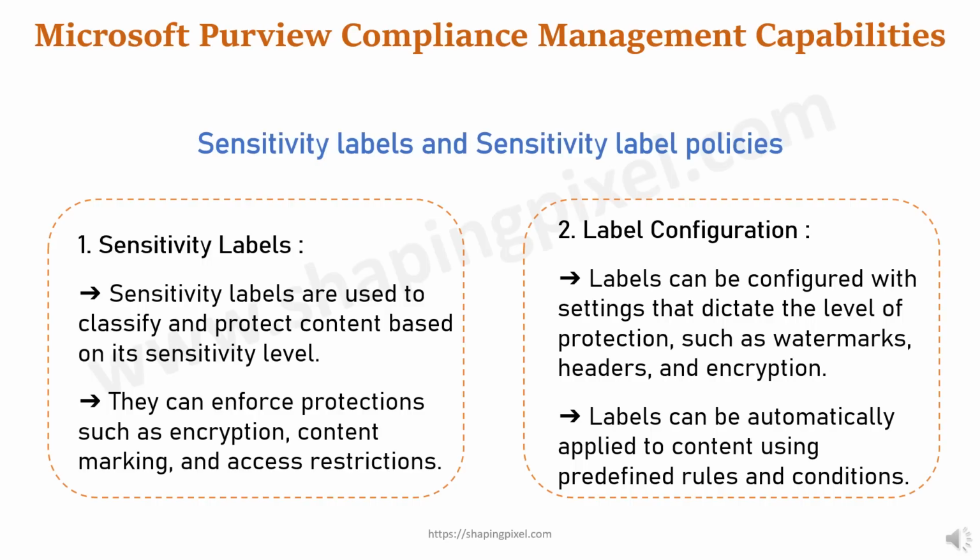Sensitivity labels and sensitivity label policies. Sensitivity labels. Sensitivity labels are used to classify and protect content based on its sensitivity level. They can enforce protections such as encryption, content marking, and access restrictions. Label configuration. Labels can be configured with settings that dictate the level of protection, such as watermarks, headers, and encryption. Labels can be automatically applied to content using predefined rules and conditions.